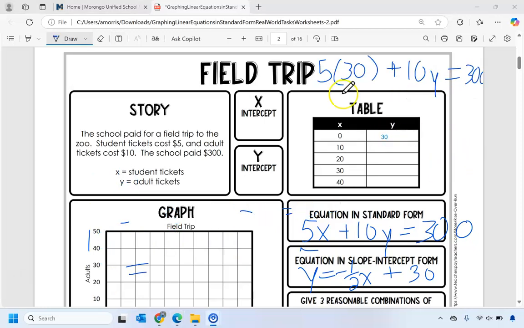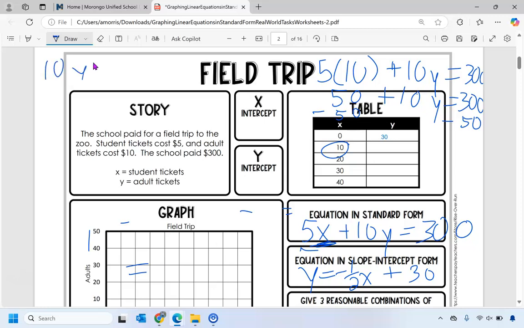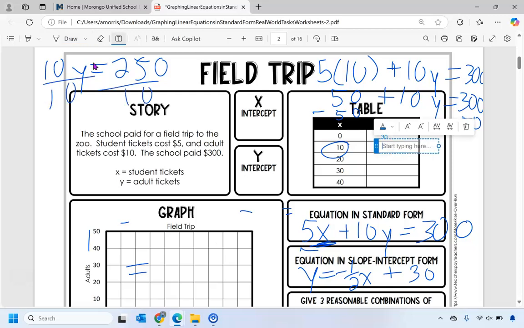Here, this should be 5 times 10, plus 10y, and that's because the x is 10 here. So 5 times 10 is 50 plus 10y equals 300. Now, what can I add to 50 to get 300? 250. So when you subtract 50 from both sides, you get 10y equals 250, and then you divide by 10 on both sides, and we get 25. So far, this is going up by 10, and this went down by 5.